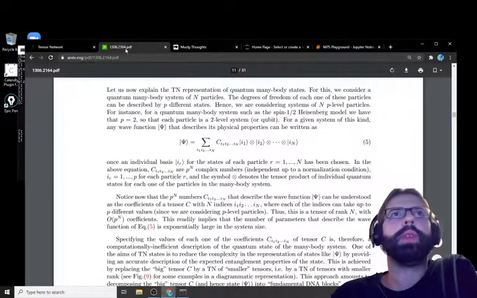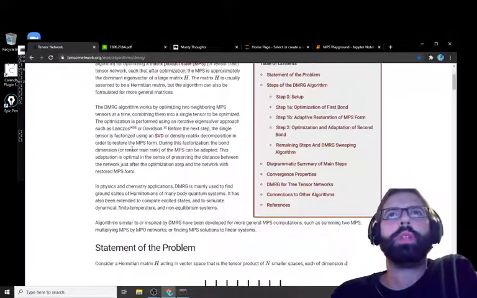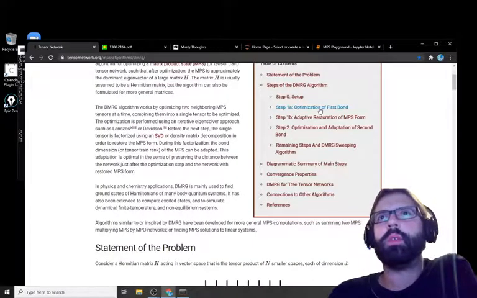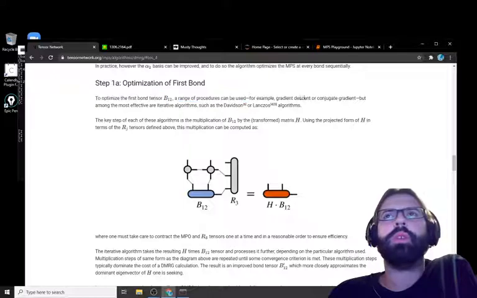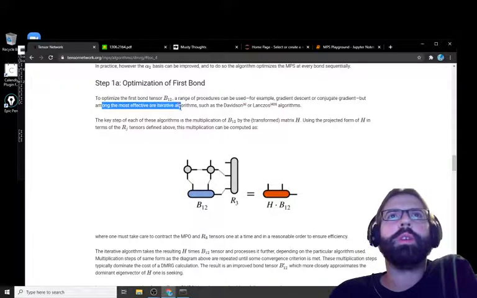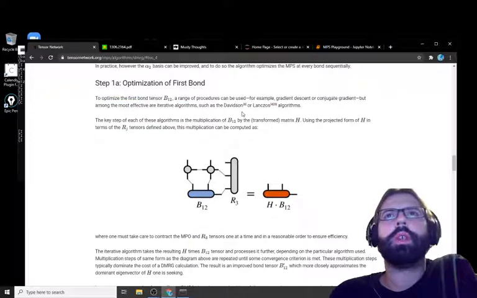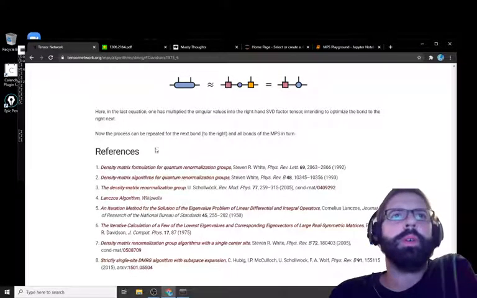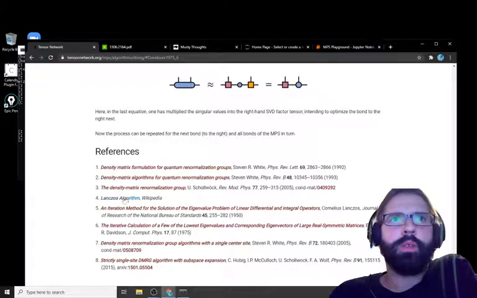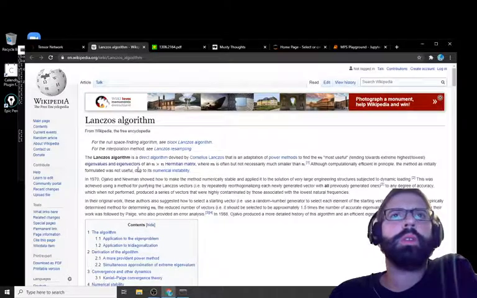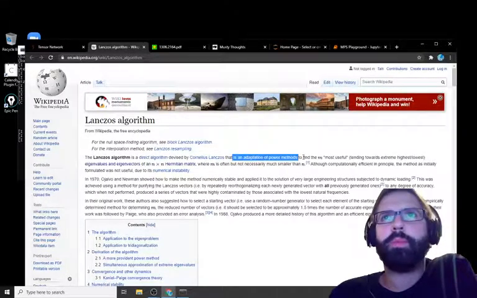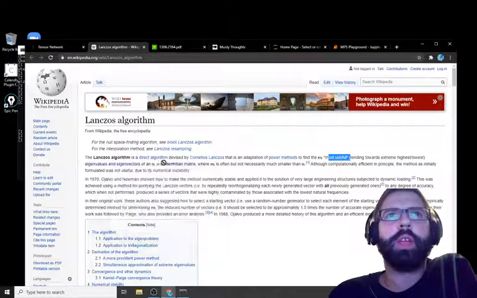And then I realized that, if I was reading this well, what you're doing is optimization of the first bond. So to optimize the first bond tensor, a range of procedures can be used. But amongst the most effective are iterative algorithms such as Davidson or Lanczos algorithms. So what are these algorithms? Lanczos. Let's see what this is doing. It's a direct algorithm devised by Lanczos, an adaptation of power methods to find the m most useful eigenvalues and eigenvectors of an n by n Hermitian matrix.